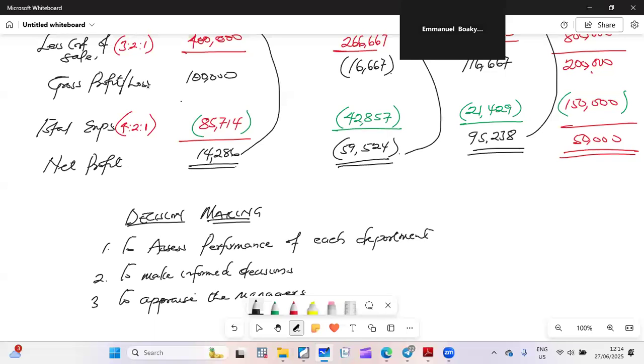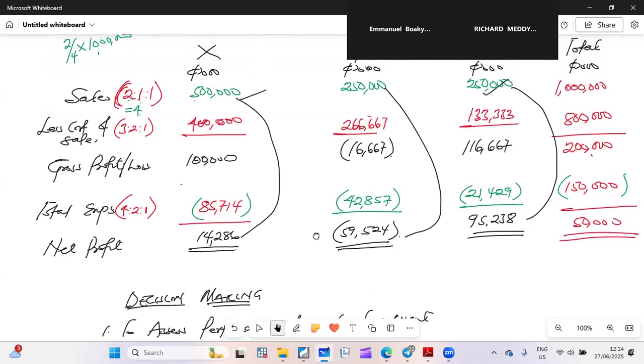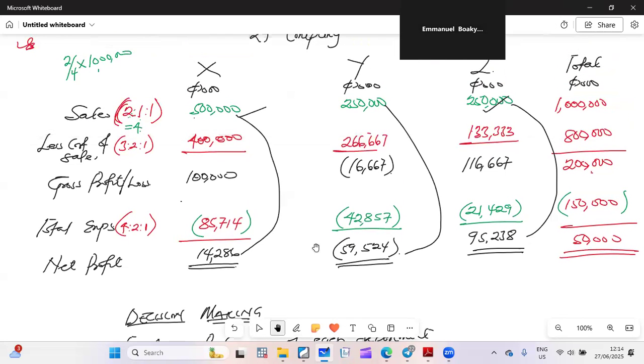Yes, sir. Emmanuel, you also have something to say. We can also expand Department Z because they are making huge profits. Yeah, you want to put more resources into Department Z because that is where the money is coming from. Yeah, that's the cash cow. All right. Any other person?